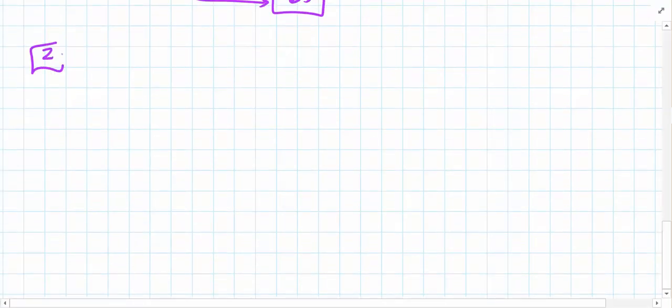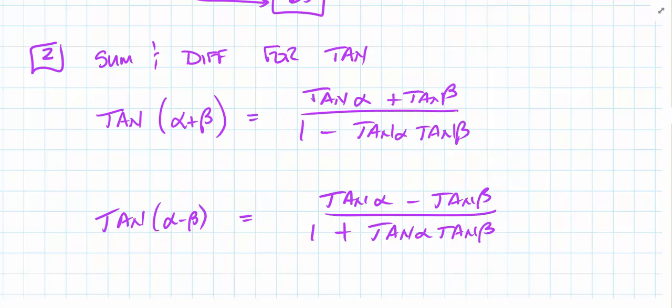So, second idea here. These should already be in your toolkit, because you did them the other day for homework. I want to point out a couple of similarities here. First of all, tangent is a fraction, right? So it's easy to represent tangent as sine over cosine.